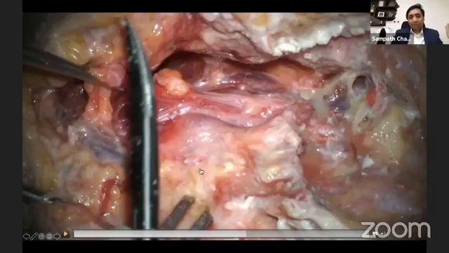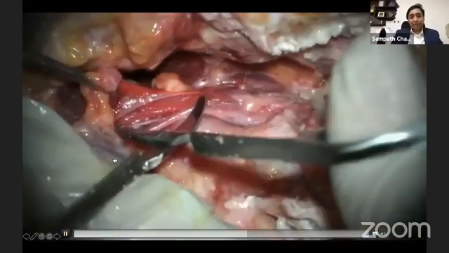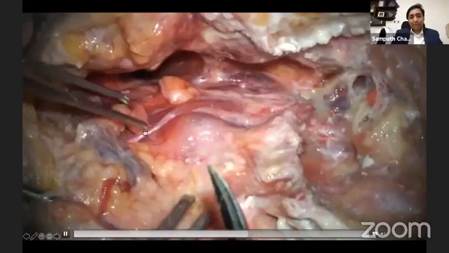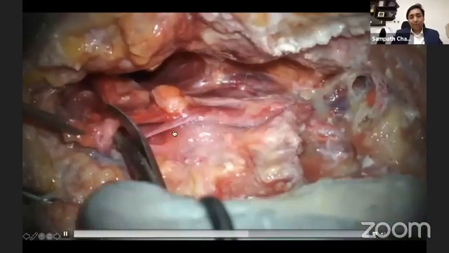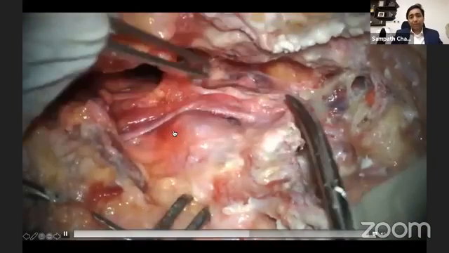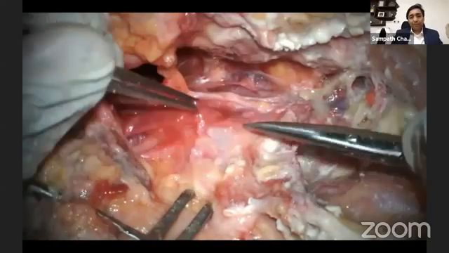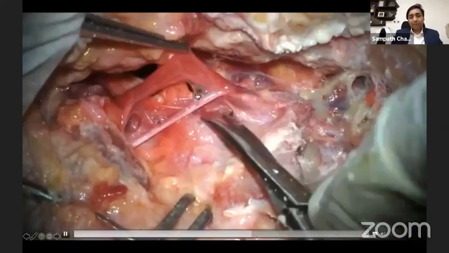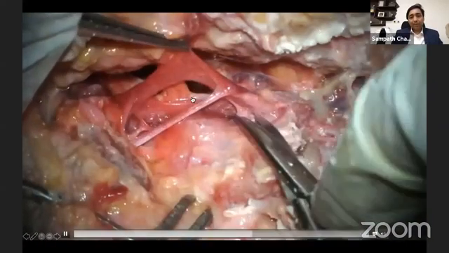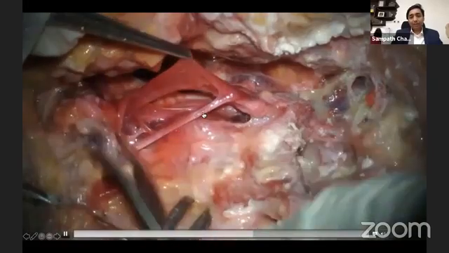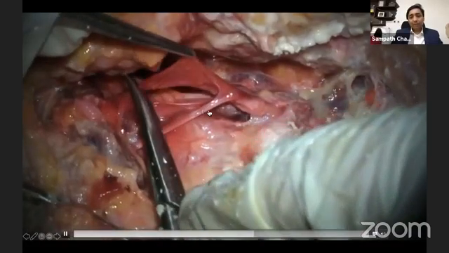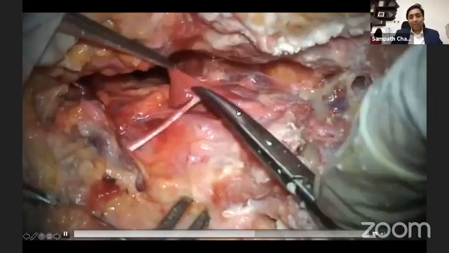Now we are identifying the IJV, the internal jugular vein. This is the 11th cranial nerve crossing the IJV. You cut the IJV, obviously using vascular clips, not like this. This is the IJV, which is being cut. That's the 11th cranial nerve, the spinal accessory nerve, which is lateral. In 80% of the cases, it's lateral.